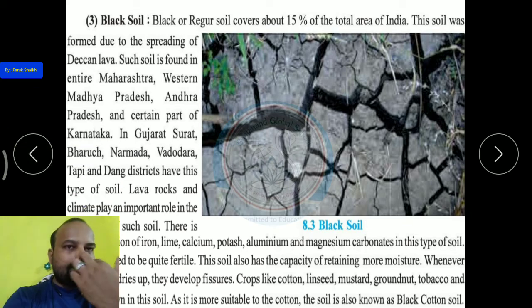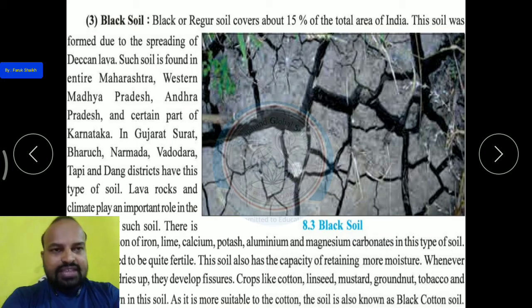Now, black soil. As the name says, the color of this soil is black. Mostly in our region, in the Mesagar, Kheda and Chauta region, the soil is in black color. It is not everywhere; somewhere the color of the soil is different, according to the influence of the climatic situation.